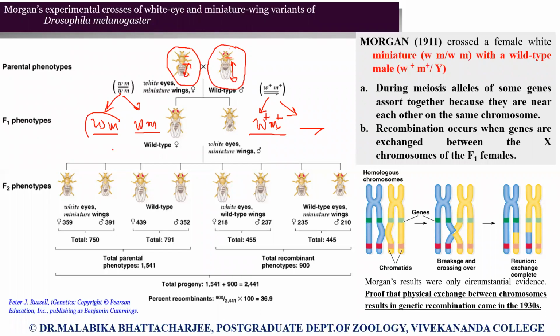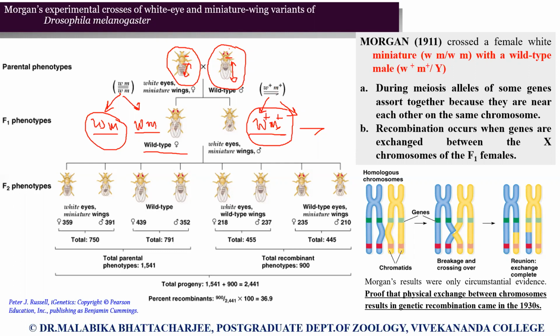We'll get a female. W, this is one X and this is the other X. So this is the female phenotype. So we get the female. You see, we get the wild type female because it is inheriting the wild type X chromosome from the father.